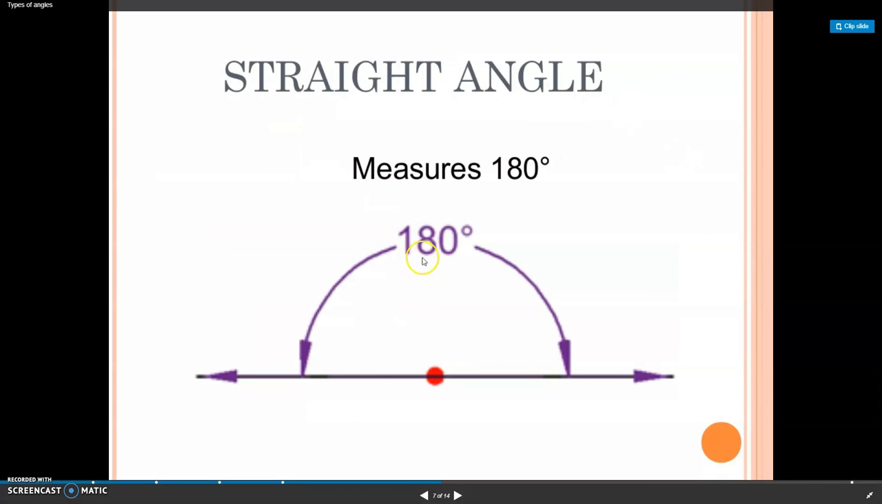Straight angle measures 180 degrees. So that is a straight line. So this is 2 lines, 2 rays that were opened up to 180 degrees to make a straight line. So write that down for me, draw the picture.